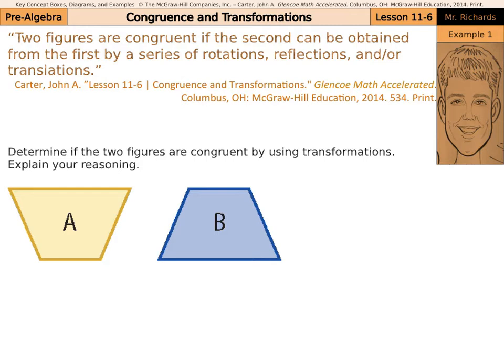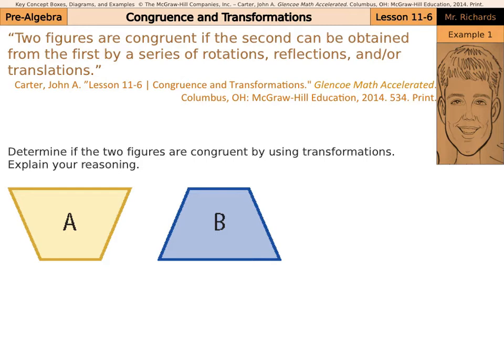Now, two figures are congruent if the second can be obtained from the first by a series of rotations, reflections, and/or translations. So determine if the two figures are congruent by using transformations. Explain your reasoning. Well, we have figure A and figure B. And what we can do here is try to visualize what could happen.